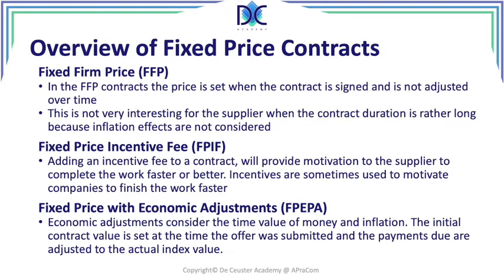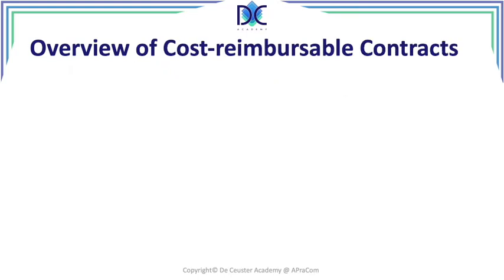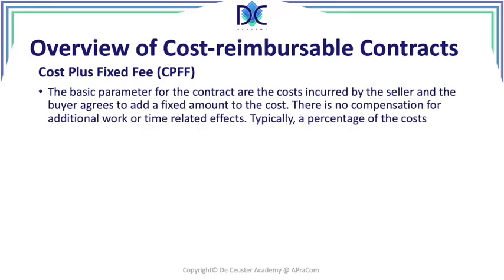And when we saw, for example, every month when the supplier or the company sent in the bill, we were taking into account the economical indices to adjust the price, and it was automatically adjusted into the payment system. We also have cost reimbursable contracts. We have cost plus a fixed fee.